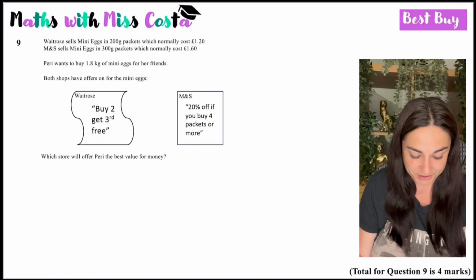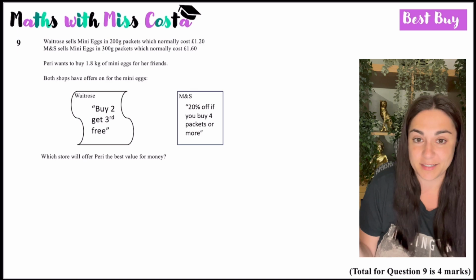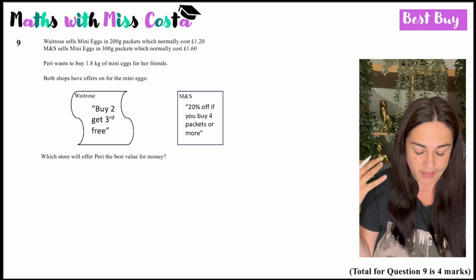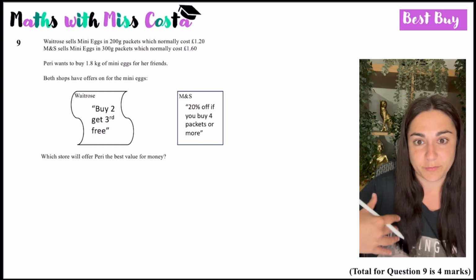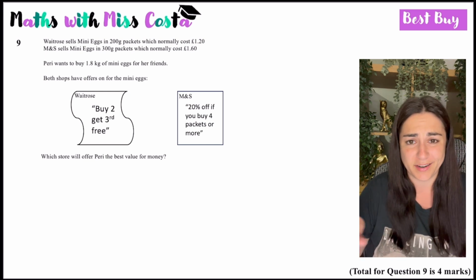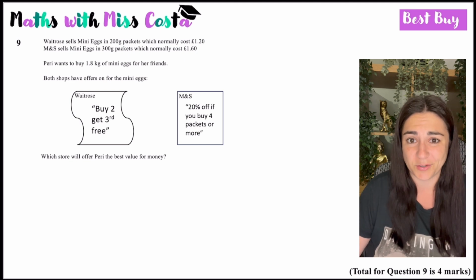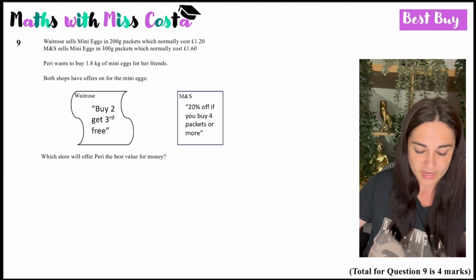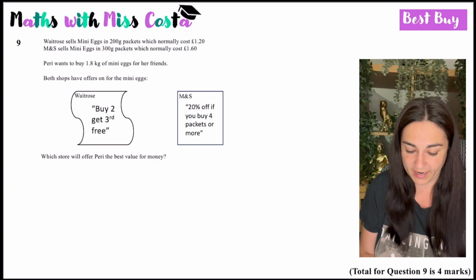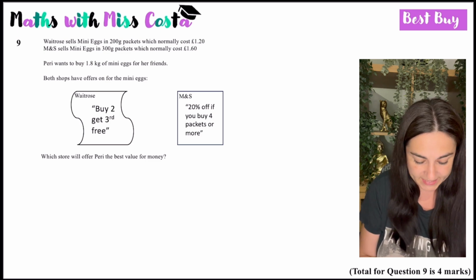Okay, so in this question, I'm asked which store is going to be the best value for money. So this is a best buy question where we're having to compare the cost of buying one thing in one place with the cost of that same thing in another place. And this is actually a really good real life question because you're always doing this when you're going shopping in superstores. So I'm told that Waitrose sells mini eggs in 200-gram packets, which normally cost £1.20.